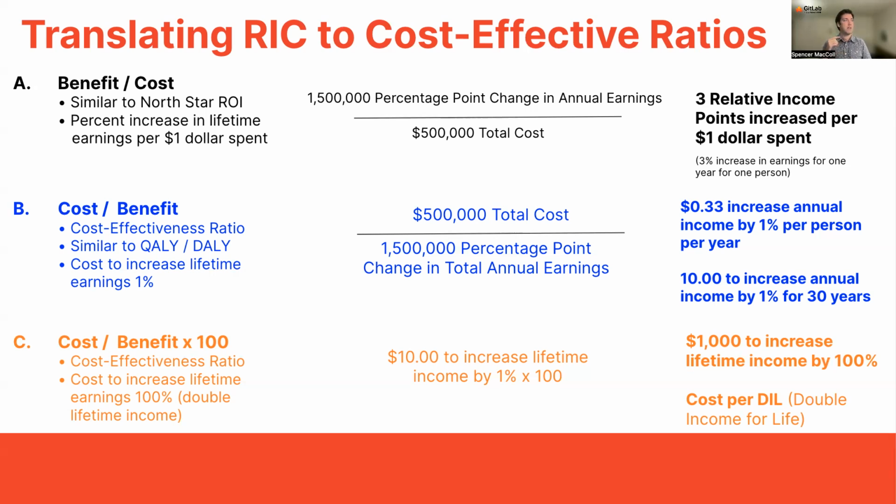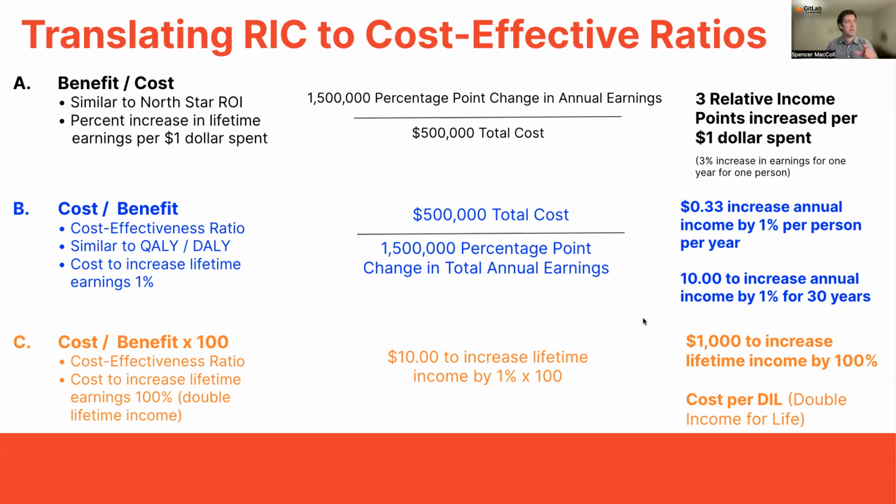internally. So if we flip that, we divide the total cost over the 1.5 million percentage points that we have, we see that it just costs us 0.33, so 33 cents, to increase someone's income by 1%. Or for their lifetime earnings, it costs us $10 to increase annual income by 1% for 30 years.